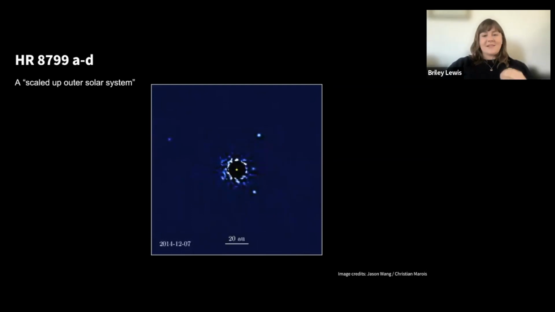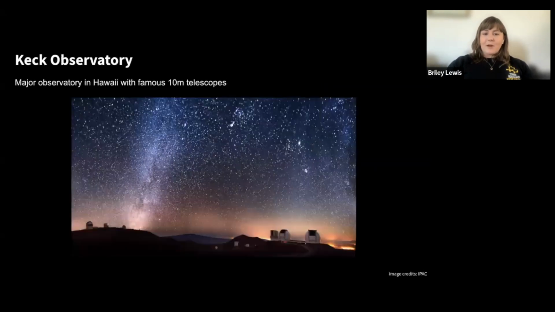It's one of the best studied directly imaged systems. You can see based on the timestamps here that we've been observing this for a long time, and still are, to try to get more information about this system so we can really understand it. That photo was taken with the Keck Observatory, a major observatory in Hawaii with famous 10-meter telescopes and a lot of different instruments that can be used to investigate planets.